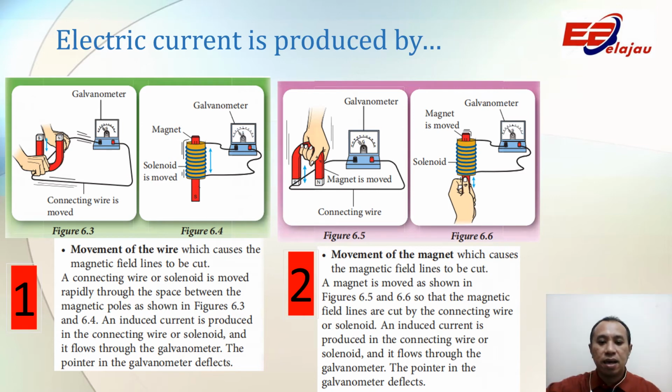Second one is movement of the magnet, which causes the magnetic field lines to be cut. A magnet is moved as shown in Figure 6.5 and 6.6, so that the magnetic field lines are cut by the connecting wire or solenoid. An induced current is produced in the connecting wire or solenoid, and it flows through the galvanometer. The pointer in the galvanometer will deflect.